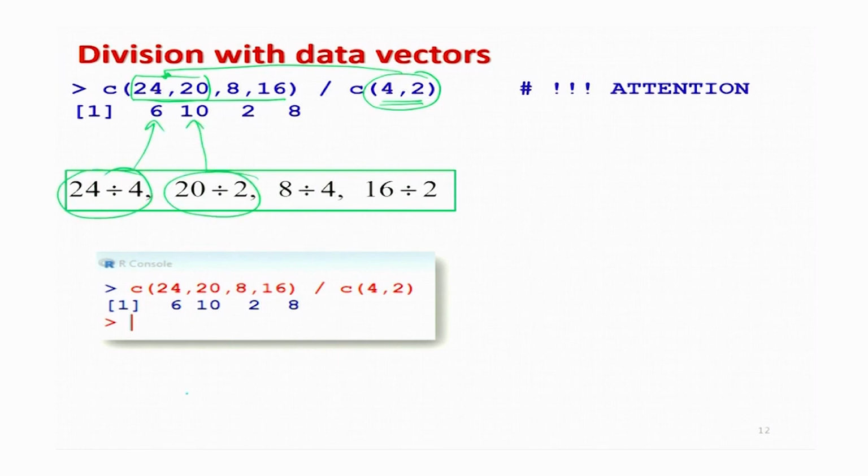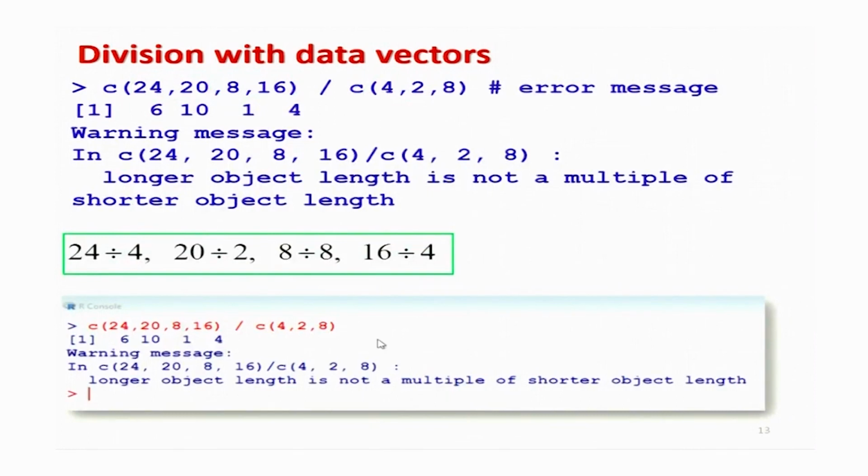Now, in the second step, once again this 4 and 2 will travel to data vector 1 and they will come over 8 and 16. So, 8 will be divided by 4 and 16 will be divided by 2, and then you get the answer 2 and 8 respectively. So, this is the screenshot of the same operation, and similarly if you try to take the last operation, where you take the first data vector of length 4, which has 4 values 24, 20, 8 and 16, and the second data vector which has only 3 values, which is not an exact multiple of the length of the first data vector.